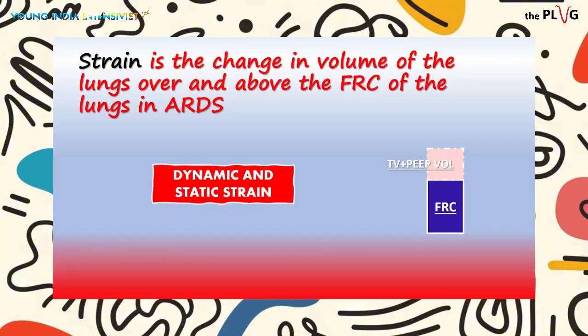And there's dynamic strain and static strain. When the lung is resting at end inspiration and end expiration, it is static strain. And when the lung is moving, it's dynamic strain. For obvious reasons, dynamic strain is more injurious because the lungs spend more time in dynamicity, moving up and down, inflating and deflating, and there's more shear and stress during movement of the lungs.